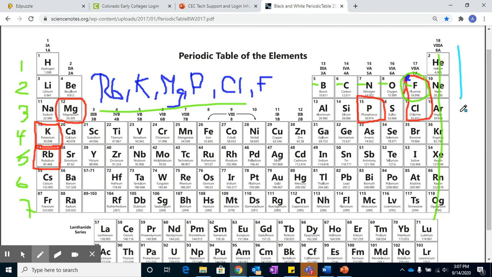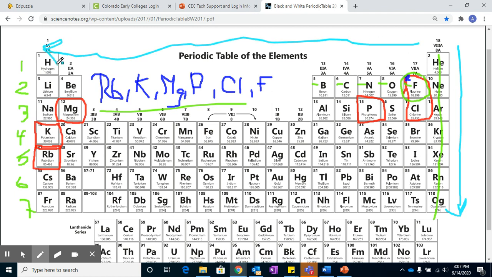So they get larger going down a group, and they get larger going across the period from right to left this time. So our largest atom is going to be francium over here. Smallest will be helium, because it only has 1 shell of electrons, so keep that in mind. As we're moving down, we're getting more and more shells of electrons, so they're just going to get bigger.